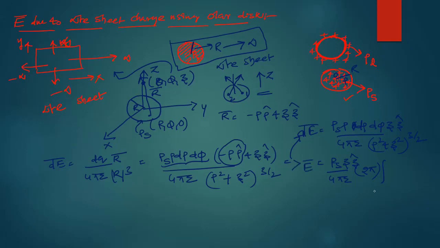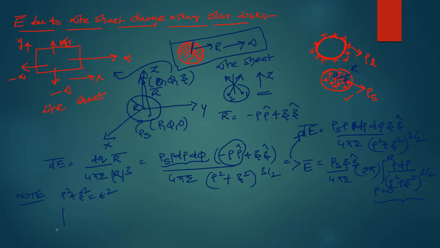E bar rho is equal to 0 to r, we have to perform the integral rho d rho by (rho square plus z square) whole power 3 by 2. Okay, so this part I am doing separately here. See carefully. Again, the same approach we used in the first case. Rho square plus z square is equal to t square, so rho d rho is nothing but t dt.